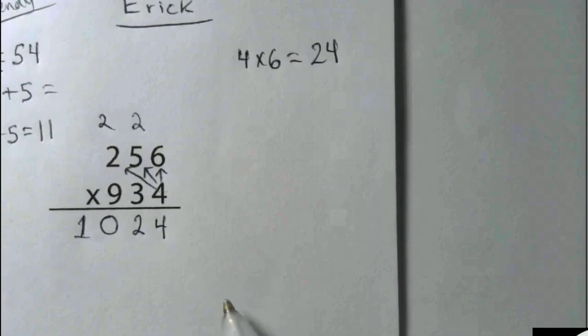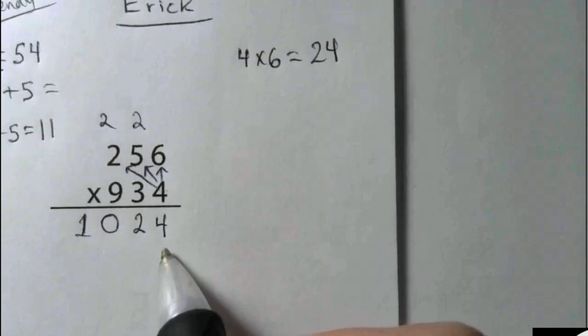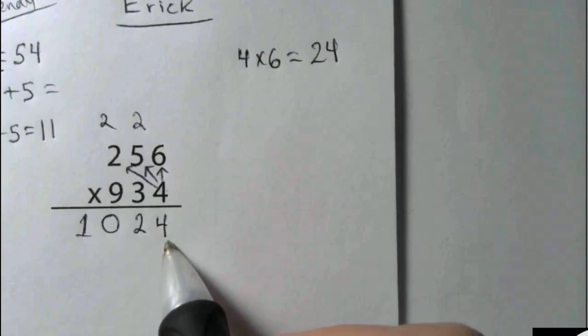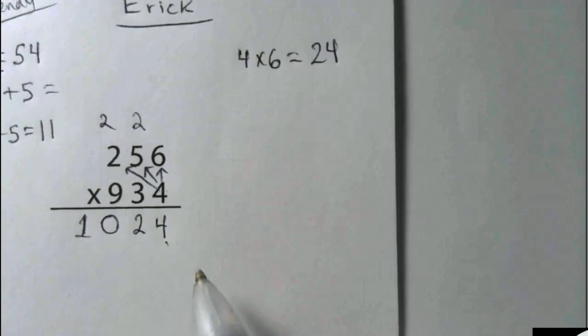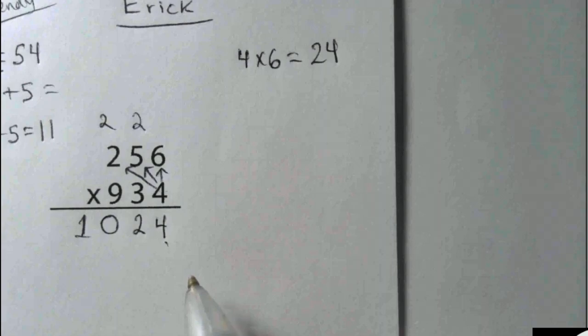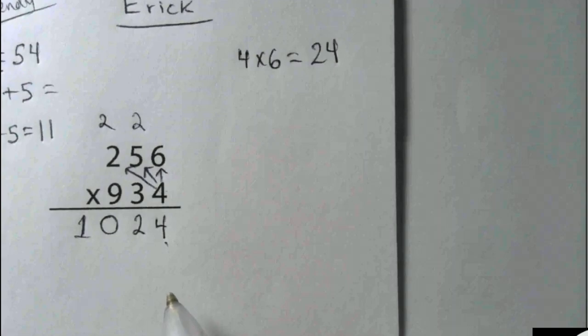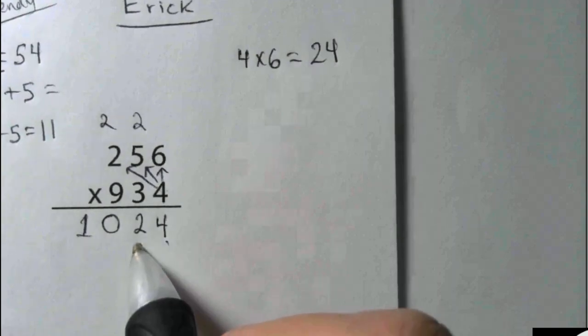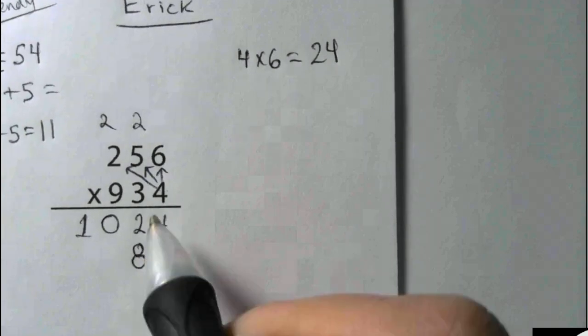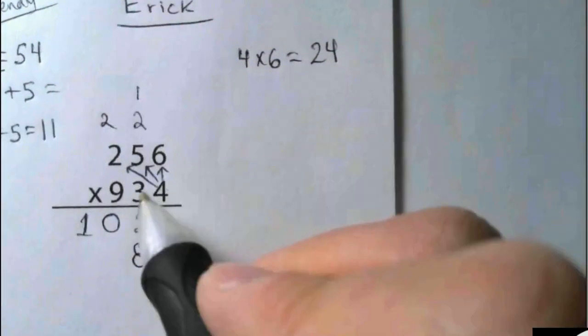Then you multiply 3 times 6. Okay. And you put the 8 down and carry the 1. Where do you put the 8? Exactly. You put it underneath what number? The 2. Okay. So you got the 8 there, and what do you carry? The 1. All right.